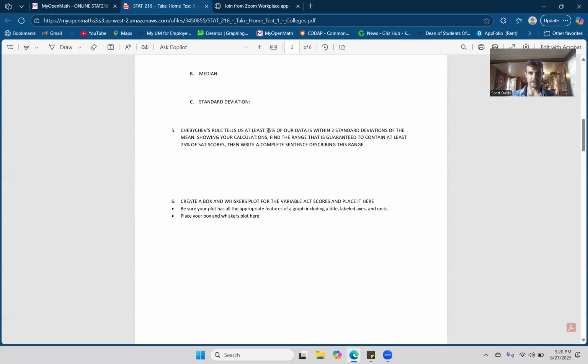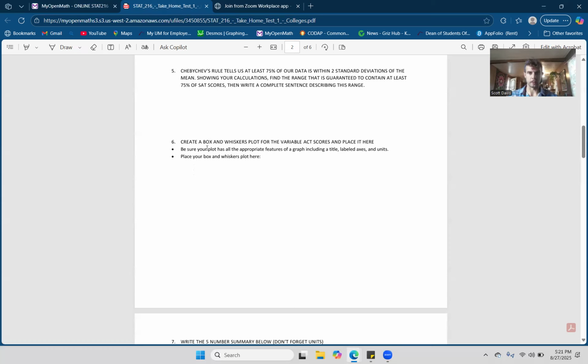Chebyshev's rule tells us at least 75% of our data is within 2 standard deviations of the mean. So I want you to calculate the range that would be within Chebyshev's and then write a sentence demonstrating that you understand what Chebyshev's rule is telling you is within that range.